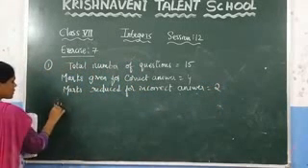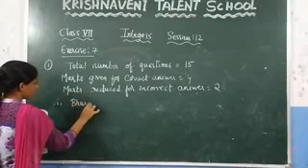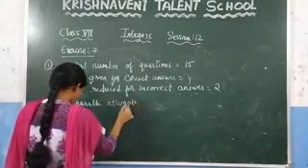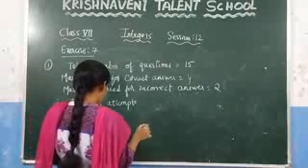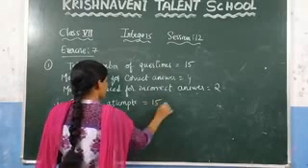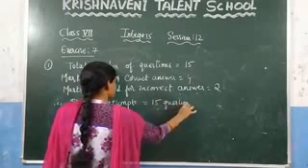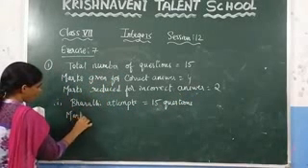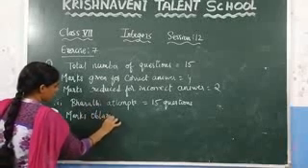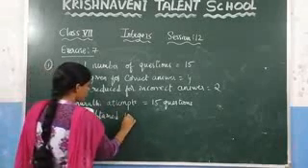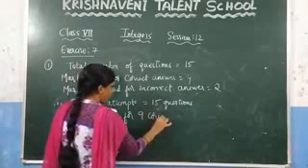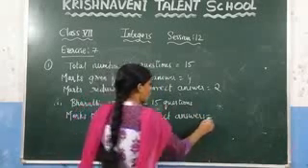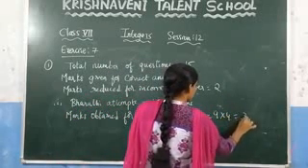In that, the first question given here, Bharati attempts. How many questions does she attempt? Bharati attempts all questions. So Bharati attempts how many questions? 15 questions. So here write marks obtained. In that, how many are correct? For 9 correct answers, how much does she get? 9 into 4, which is 36.